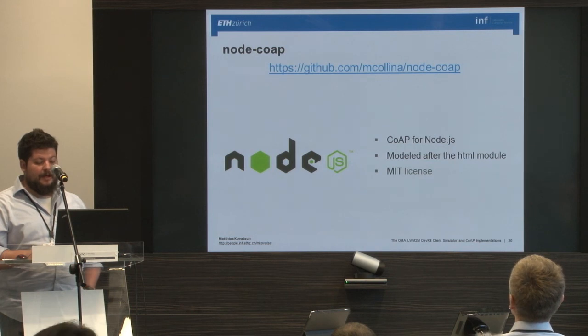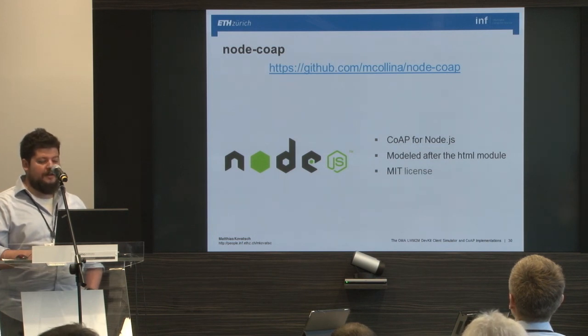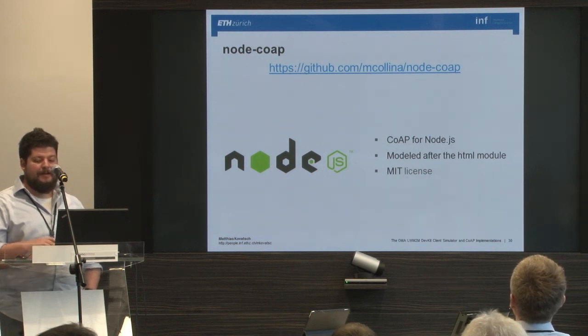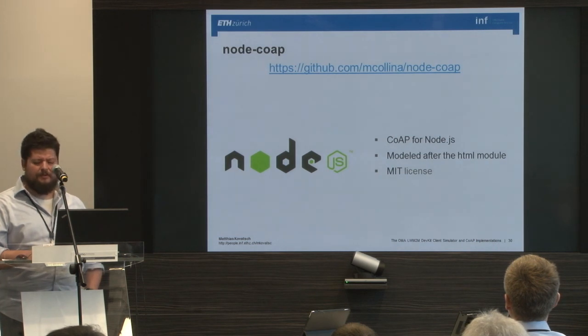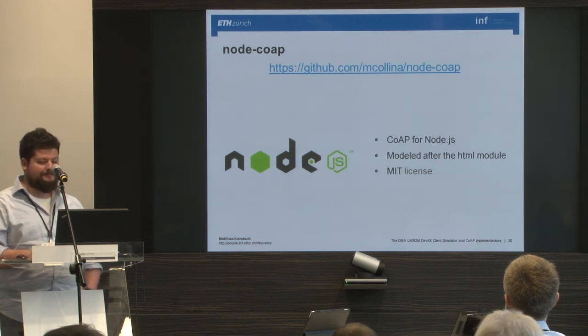Something that is interesting, because Node.js is pretty successful and a lot of developers are using it, is an implementation for Node.js. It's also in JavaScript, but optimized for Node.js, and it's modeled after the HTTP module you also have. Sorry for that. You can start a server and then provide your RESTful applications within Node.js running over the CoAP protocol, and it uses the MIT license.